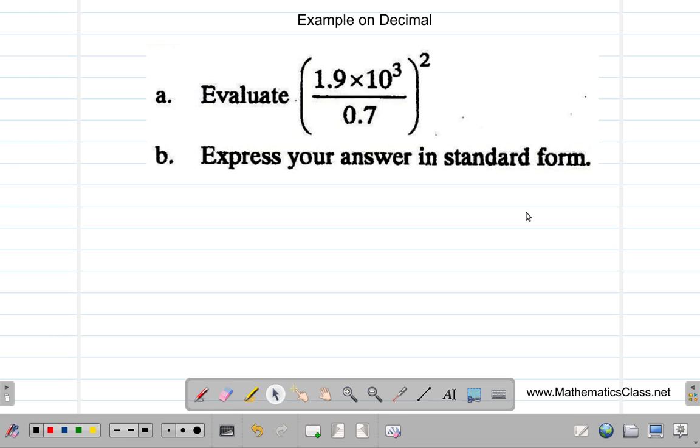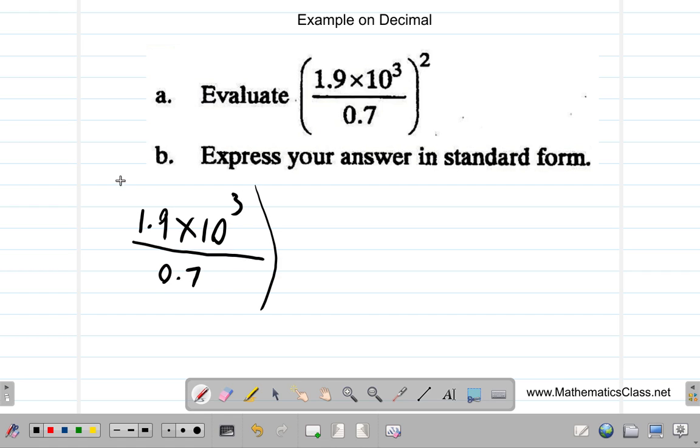Okay, good. What did you get? Let's go through it together. We are to evaluate 1.9 times 10 to the 3 divided by 0.7 squared. So, what we have here is 1.9 by 10 to the third power divided by 0.7, all of that squared. Alright?